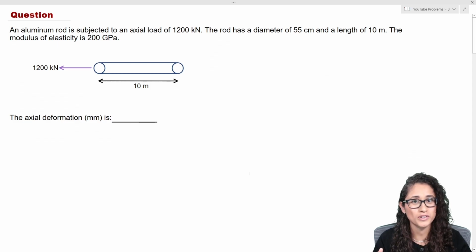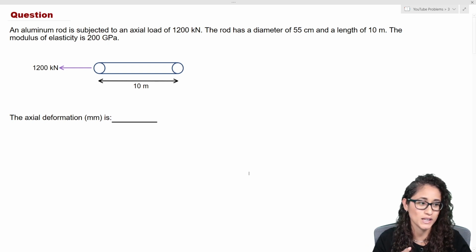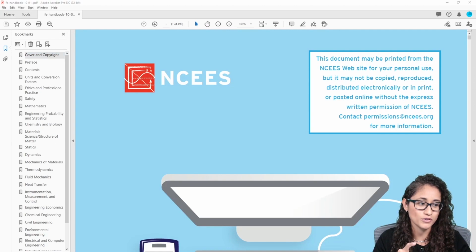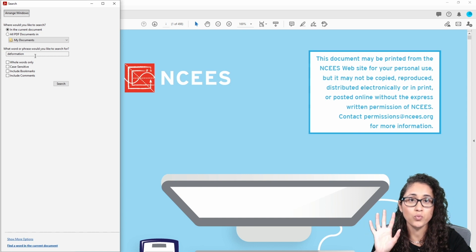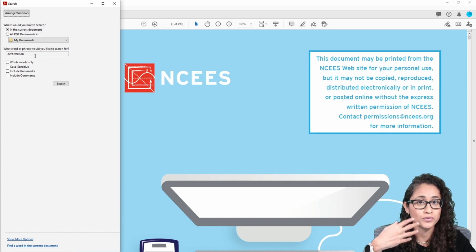Okay guys, so to solve for this problem, the first thing we gotta do is grab the equation from the reference manual. So let's do that. So if I go to the reference manual here, what I'm going to do is search for deformation, and that's because we want to solve for the deformation of the rod.